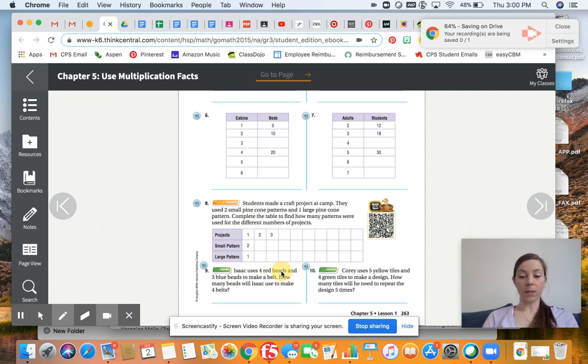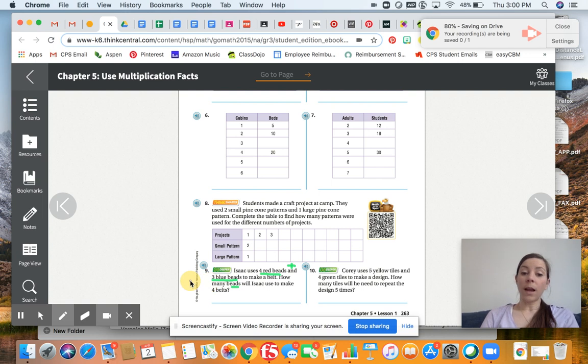Okay, so let's take this. This is a two-step problem. We practiced these in the last chapter. Can we find any clue words that help us here or how to draw the picture? Well, right away I see the word and, which makes me think I need to put the red beads and the blue beads together because it asks us how many beads, not a certain color. So I need to use all of the beads.